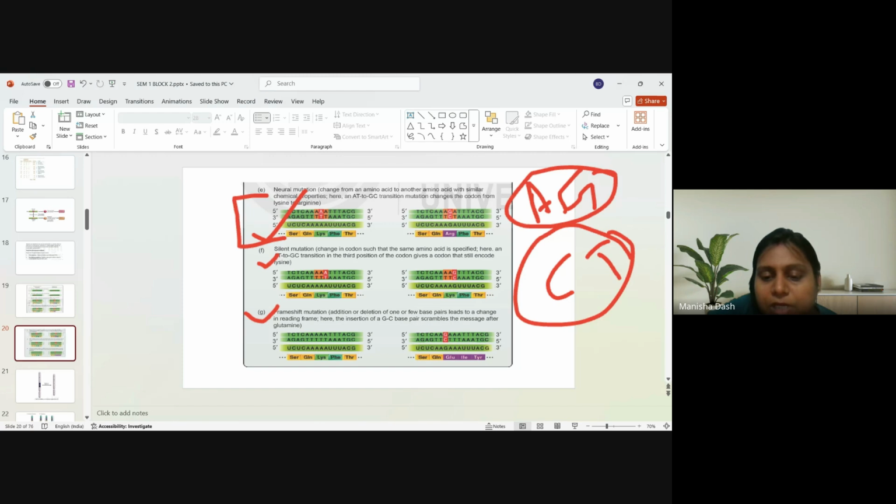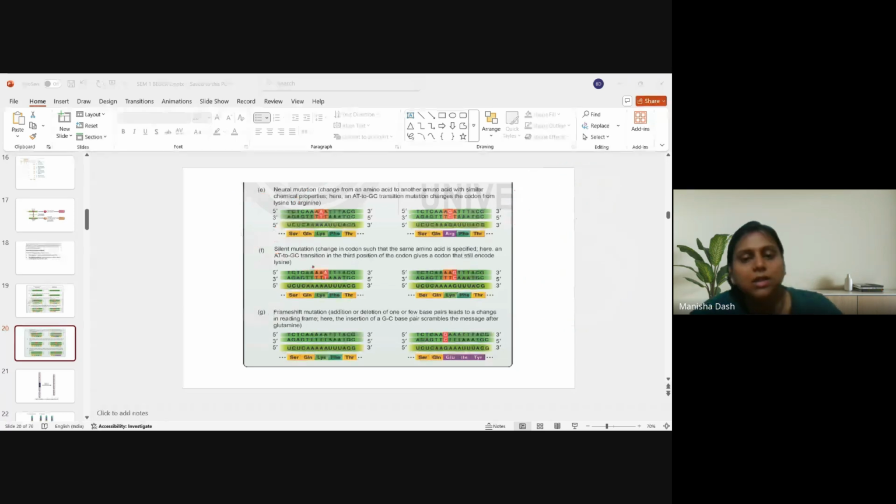For neutral mutation, as the name indicates, the mutation will be there, but since the new amino acid synthesized is actually of similar character or similar property to that of the old amino acid, the protein structure will not be that much affected. Like lysine and arginine are both basic, positively charged amino acids. So if instead of lysine arginine is synthesized, the polypeptide chain will function normally. Since the effect is not that much here, the mutation is called a neutral mutation.